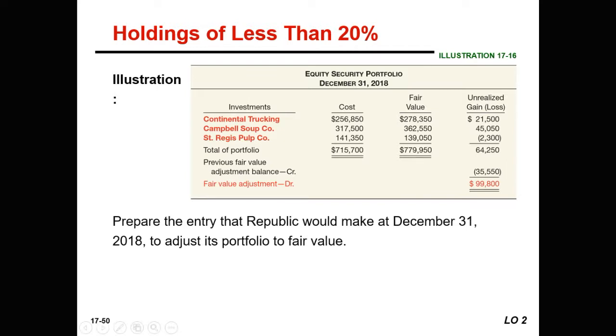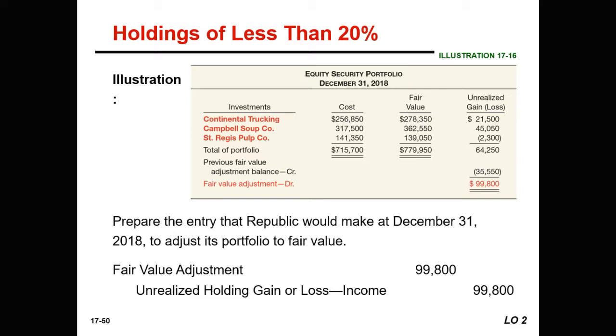We prepare the entry for December 31st, 2018 by debiting the fair value adjustment account $99,800. This will bring the value on the balance sheet of the entire equity investments, both cost and adjustment, to $779,950. And recognizes an unrealized holding gain or loss to the income account, $99,800. Since we credited that account, it is going to represent, in essence, income or a gain.